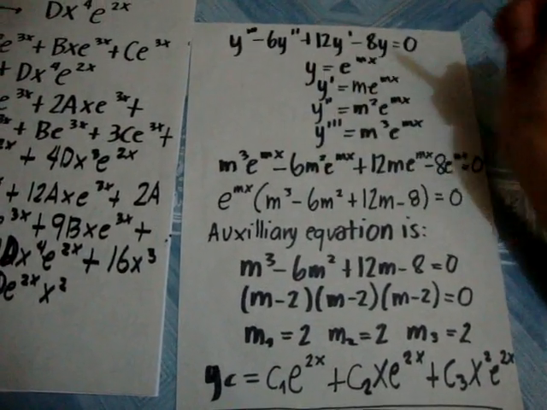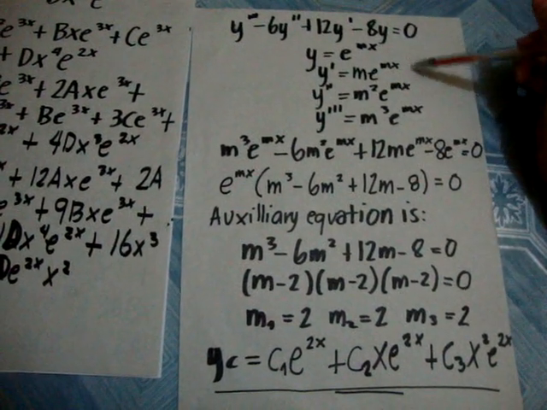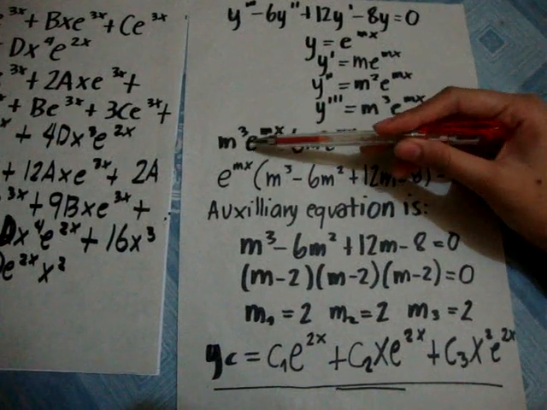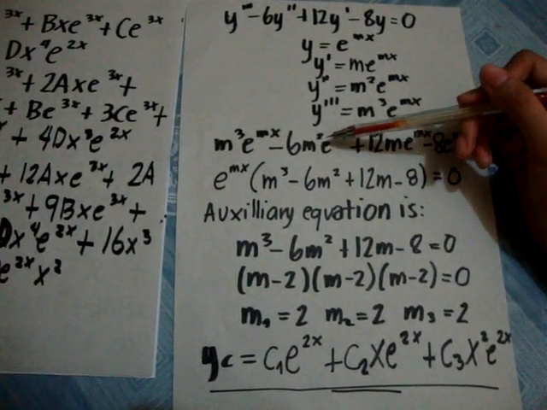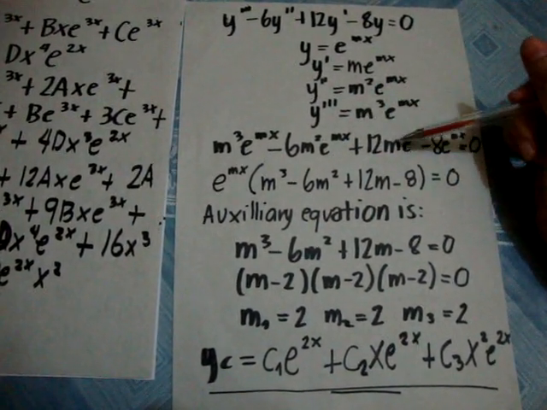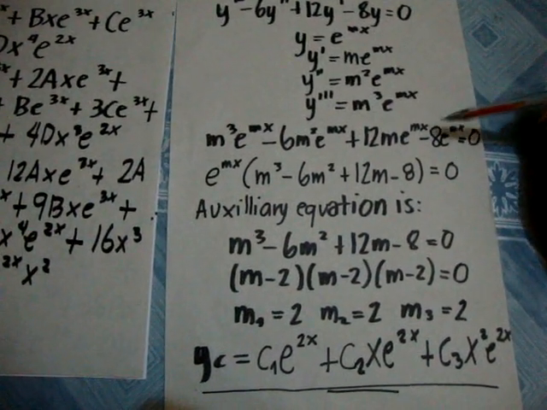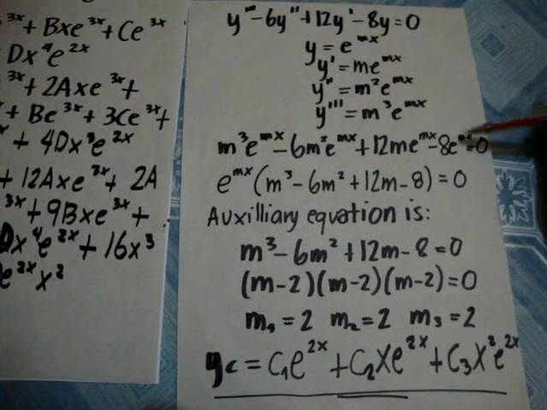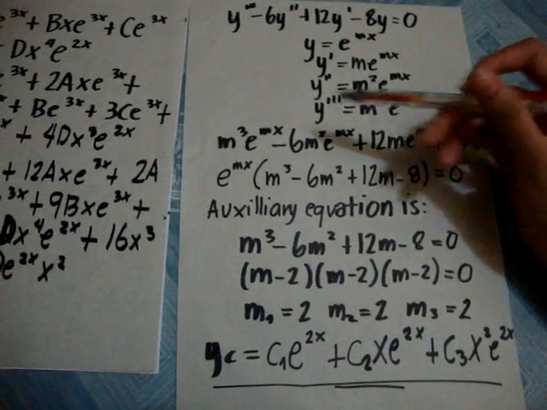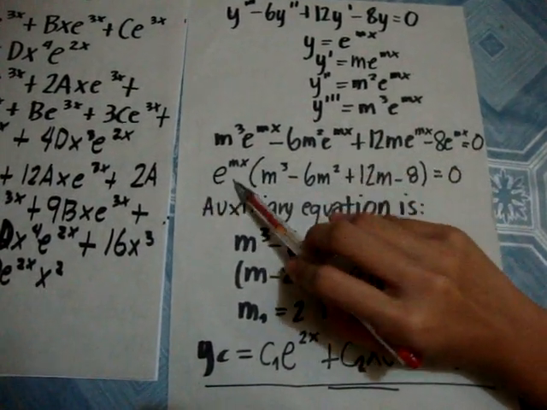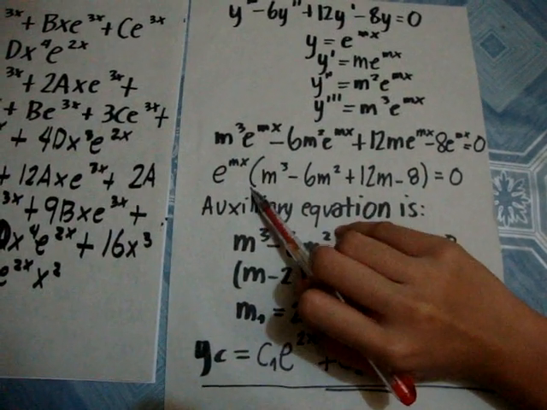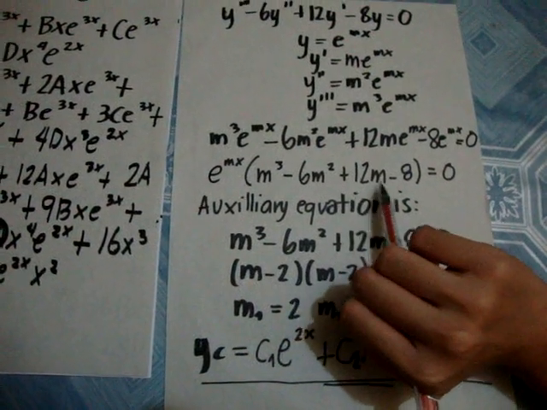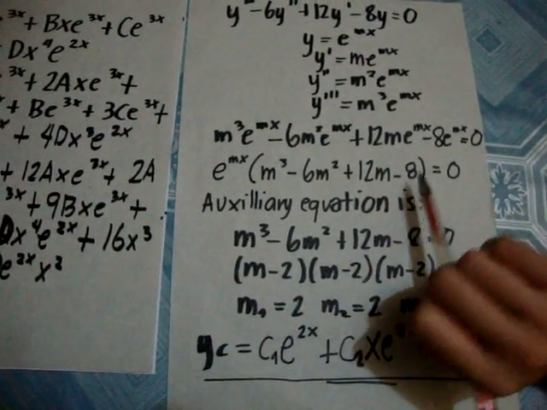We substitute this into the homogeneous equation, and this will result to m cubed e raised to mx minus 6m squared e raised to mx plus 12m e raised to mx minus 8e raised to mx is equal to 0. Then after this, it will result to e raised to mx times the quantity of m cubed minus 6m squared plus 12m minus 8 is equal to 0.